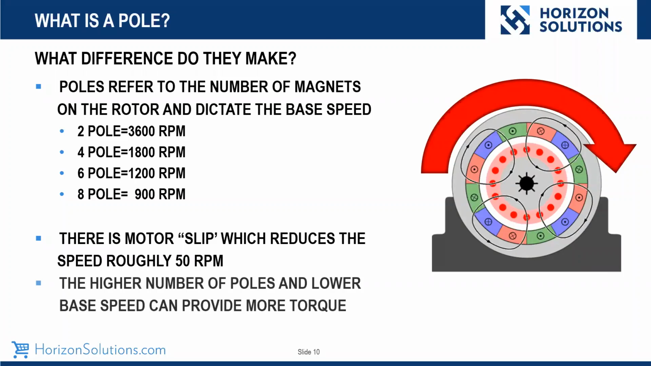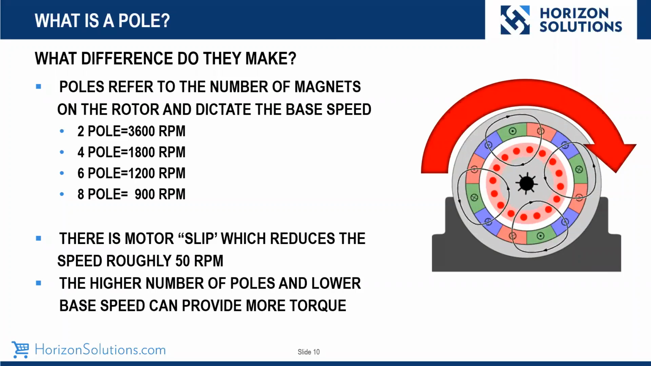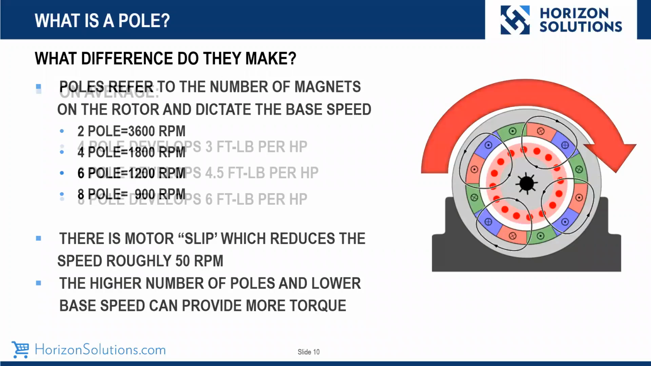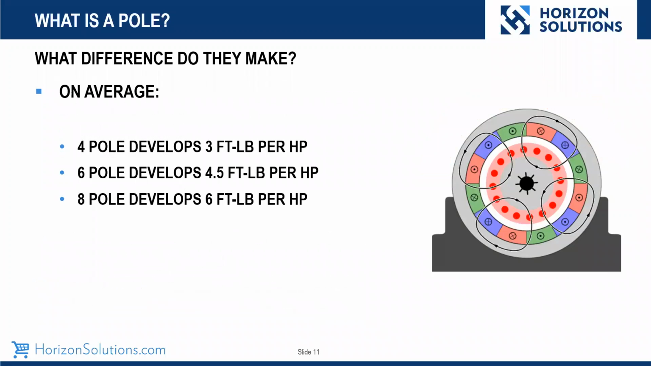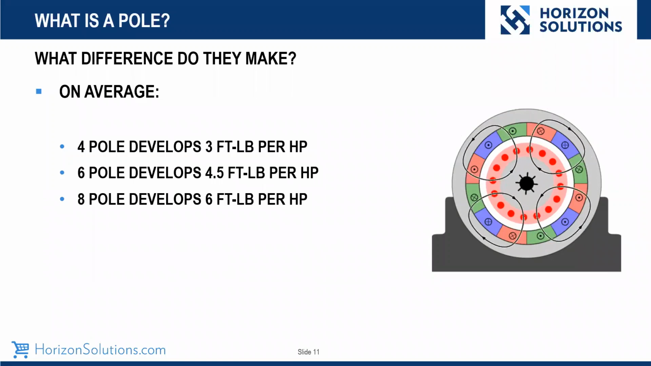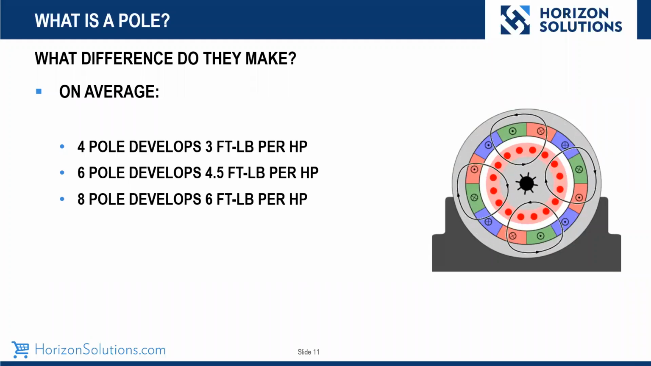Higher number of poles and lower base speed provides more torque. And what do we mean by that? 4-pole typically delivers 3 foot-pounds per horsepower. 6 gives 4.5. 8 gives 6. If I had a 2-pole on here, you would see it's 1.5. It's very linear. And we're talking about little differences, things make a difference here.